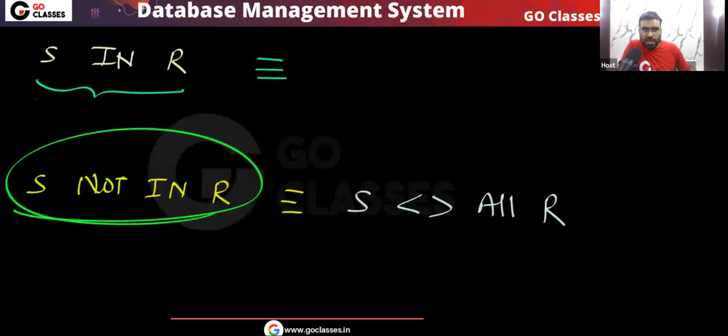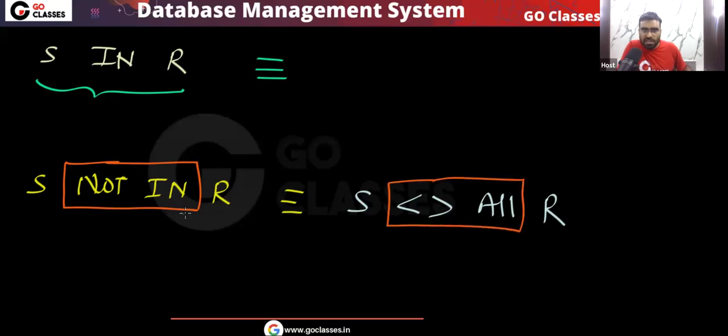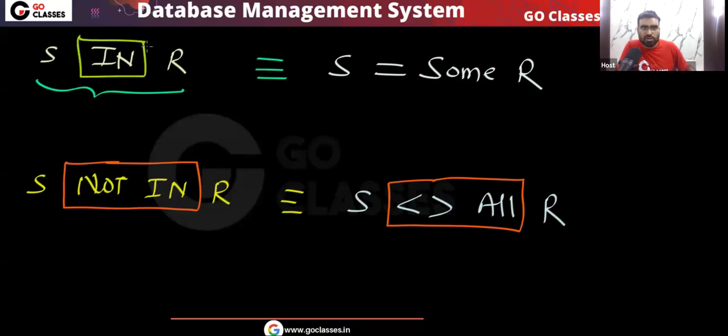So this is very simple. S not in R is the same as S not equal to all R. So this box you can replace with this box. These two boxes are equivalent. Similarly, what about S in R? I can say S is equal to some value of R. So this box and this box are equivalent.